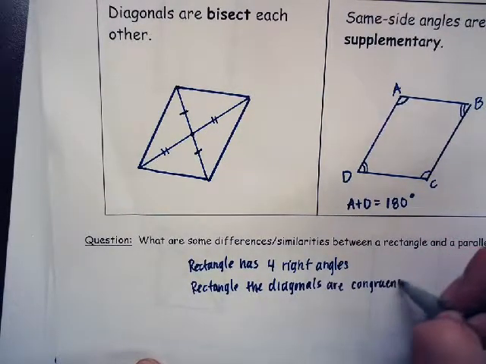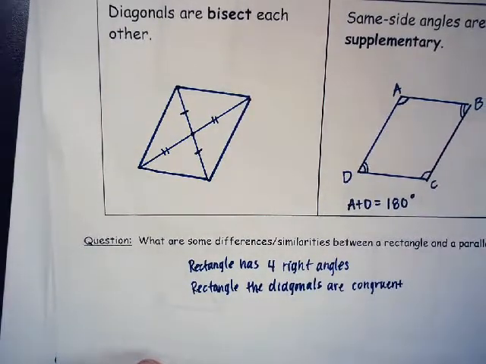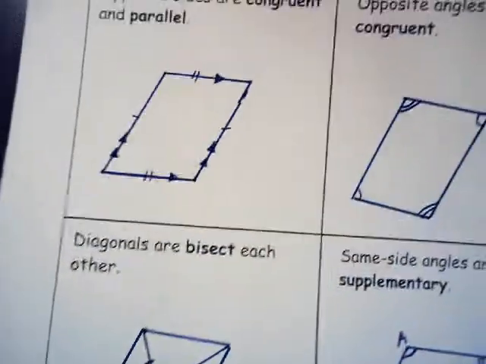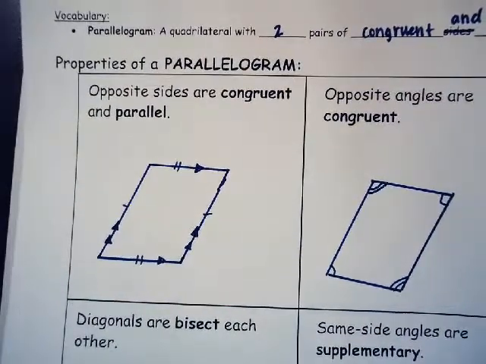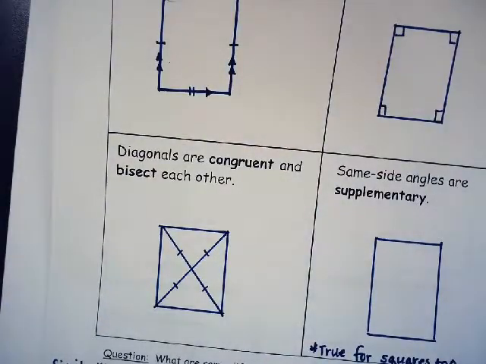So not only do they bisect each other, but they are also congruent. I just wrote this on my parallelogram properties page. Okay, back to my squares.